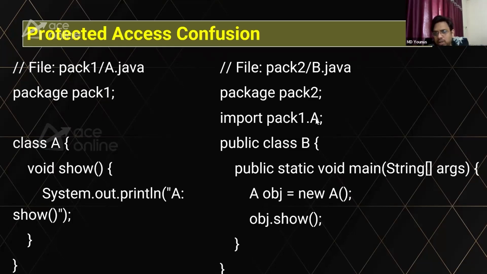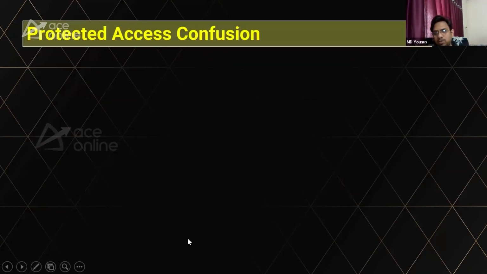This import will give you an error because the class is not public. Import will give you 1 error. A object is equal to new object will give you 2 errors because I'm accessing the class and calling the constructor. And object.show will also give you an error because it is default. So there are a total of 4 errors. Clear? Okay. Quickly moving forward.